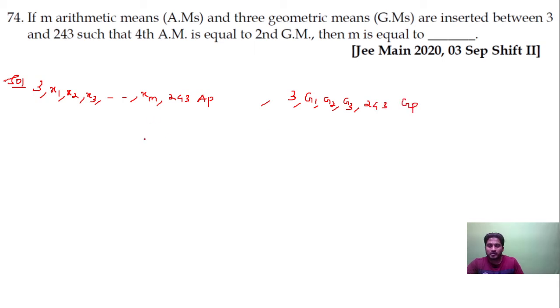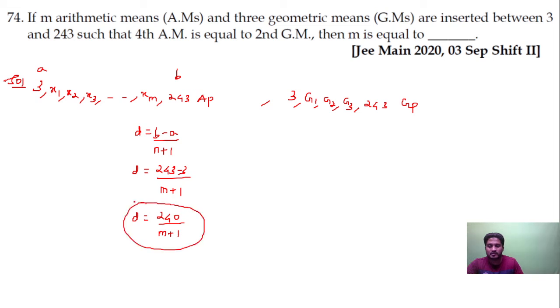Okay, now if you know this, then the common difference will be equal to B minus A upon N plus 1. Okay, A is the first term, B is the last term. So this will be A, this will be B. So B minus A will be equal to 243 minus 3 divided by N plus 1. N stands for number of arithmetic means. Number of arithmetic means is M. So this is M plus 1. You get D is equal to 240 divided by M plus 1. Okay, so this is D.